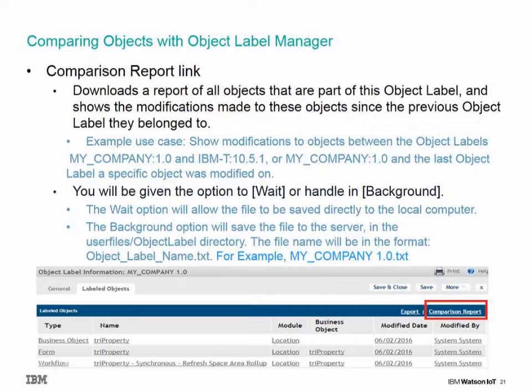Using the tri-property example again, the comparison report will show the structural differences between tri-property in this object label compared to the structure of tri-property on its previous label, which was IBM-T:10.5.1.